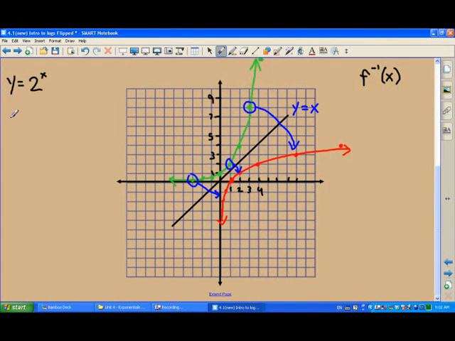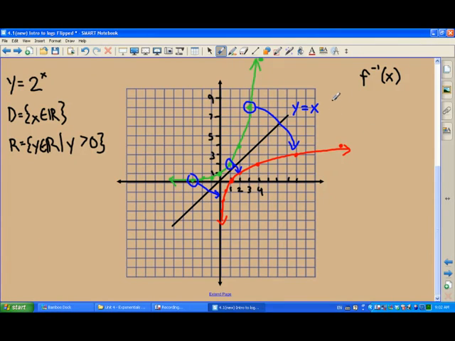The last part of the question asks us to state the domain and range of these functions. For the exponential function, the domain is x is an element of the real numbers, and then there's no restrictions on the x values. The range, y is an element of the real numbers, such that the y values are greater than 0. So there's a horizontal asymptote at the x-axis.